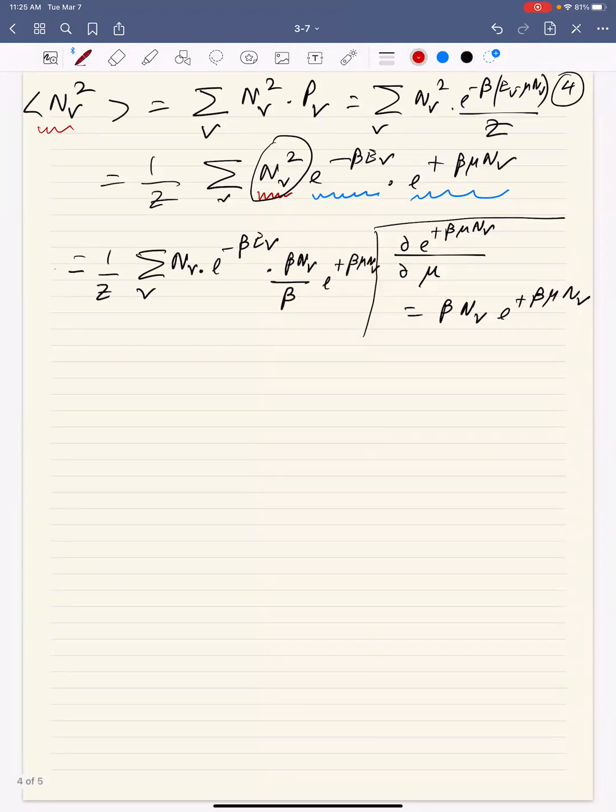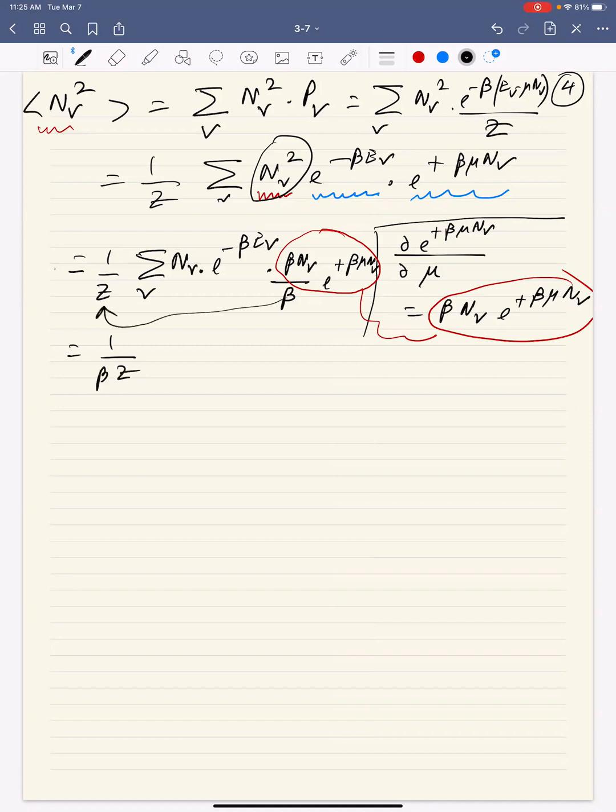So if you look at all of this together, beta n nu multiplied by e to the power plus beta mu n nu, that is exactly what we had here, right? This is the same thing. Therefore, this can be written as 1 over beta z. We will pull this out. Summation nu, n nu e to the power minus beta E nu, partial derivative of e to the power plus beta mu n nu by partial mu.